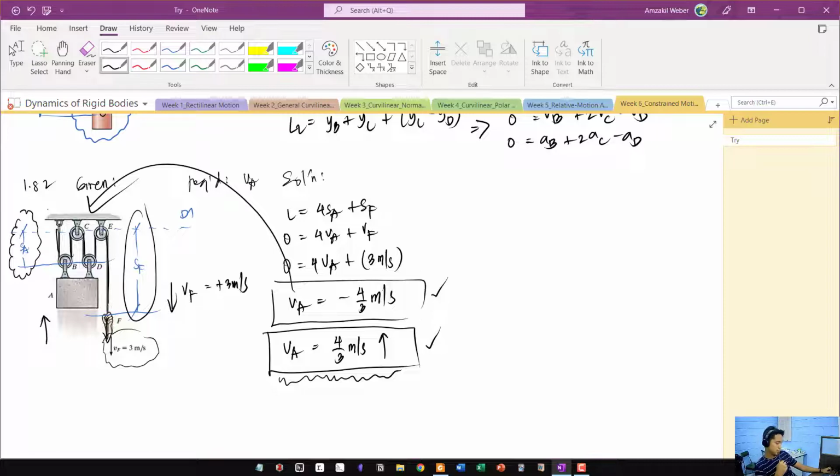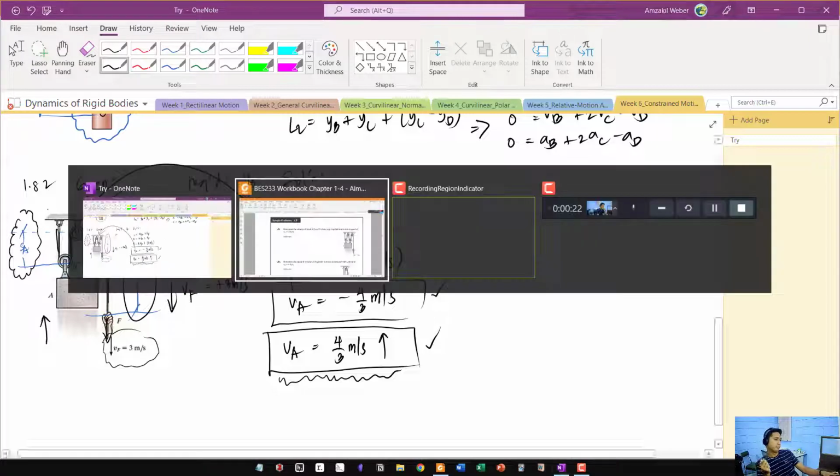Okay, so let's go with the second example.